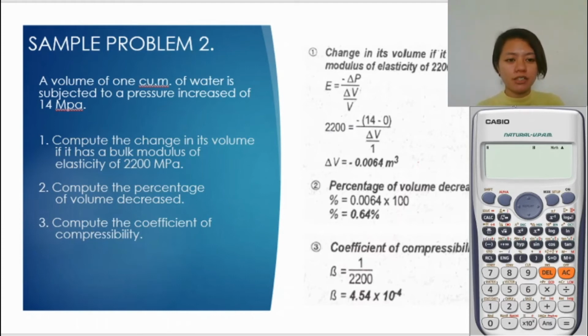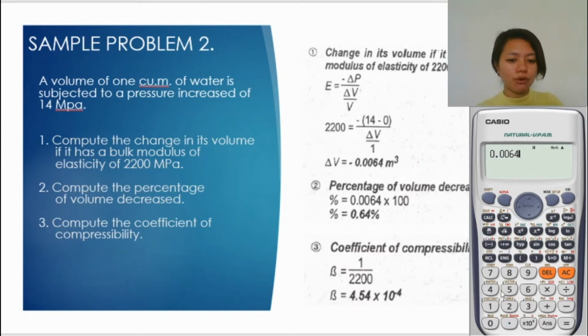So, let's proceed with the percentage of volume decrease. We already got the change in volume, so we just take its absolute value. If we have an absolute value, we make it positive.